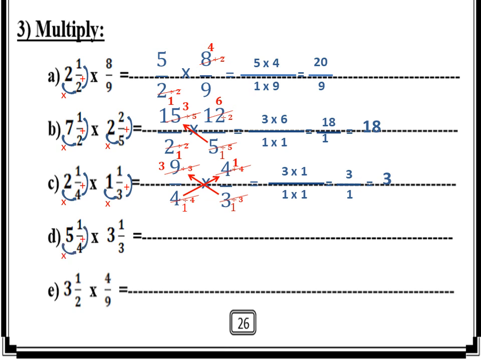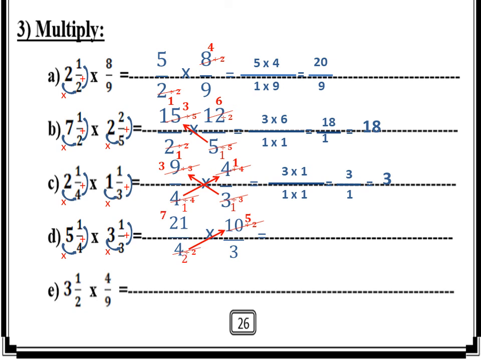D. 5 times 4, which is 20, plus 1, which is 21 over 4. 3 times 3, which is 9, plus 1, which is 10 over 3. Let's check. 4 and 10 are together in table 2. They are both even, so I'm going to divide by 2 up and down. 4 divided by 2, which is 2.